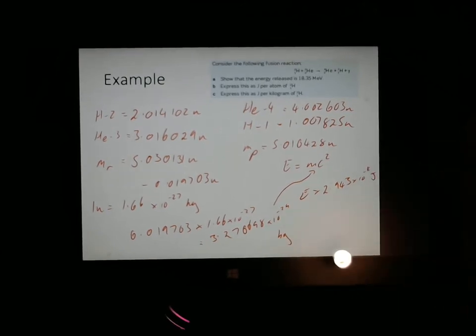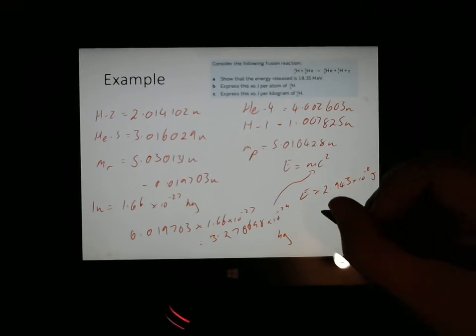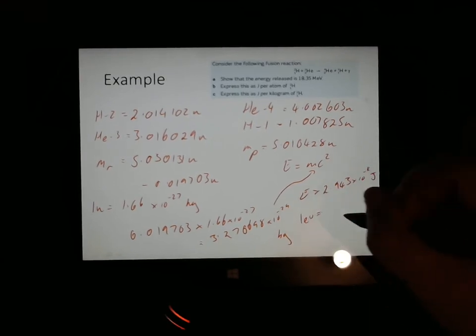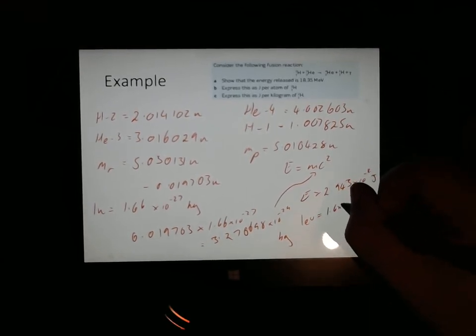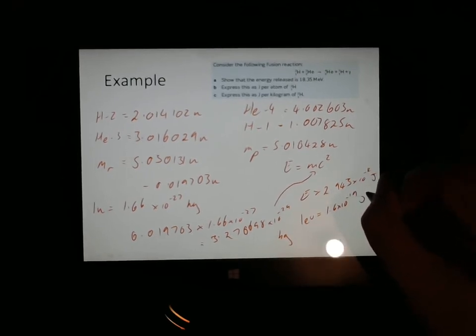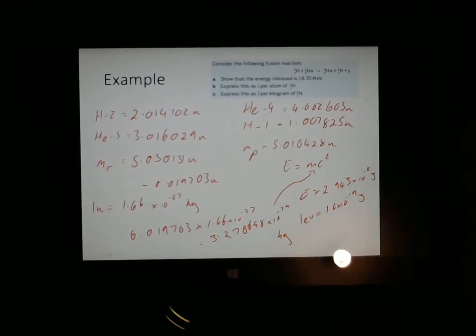Now remember, 1 electron volt is equal to 1.6 times 10 to the negative 19 joules. Remember that is inside your data booklet, so it's something you can look up. I need to turn this into electron volts, so since 1 electron volt is equal to this many joules, I need to know how many times this goes into that.